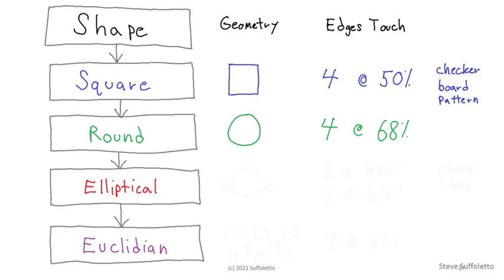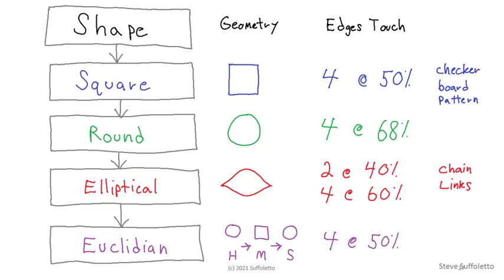So printing processes or substrates that have a lot of inherent dot gain in them typically will use a round dot, like newspaper printing on groundwood newsprint paper. Another geometric shape dot we can use is called the ellipse or elliptical. 2 edges touch at 40%, and then the other 2 edges touch at 60%. So it looks like a link on a chain or a chain link. Again, this spreads out the dot gain over 20% from 40 to 60.